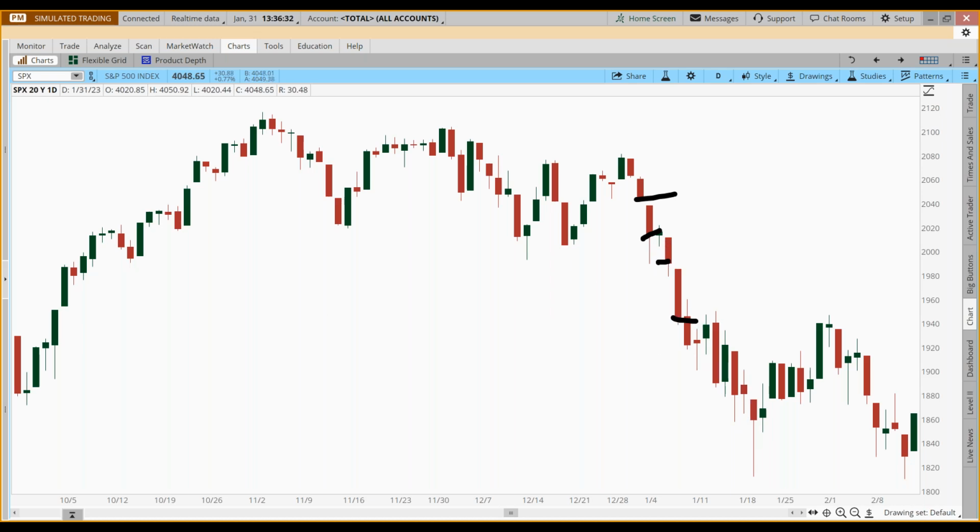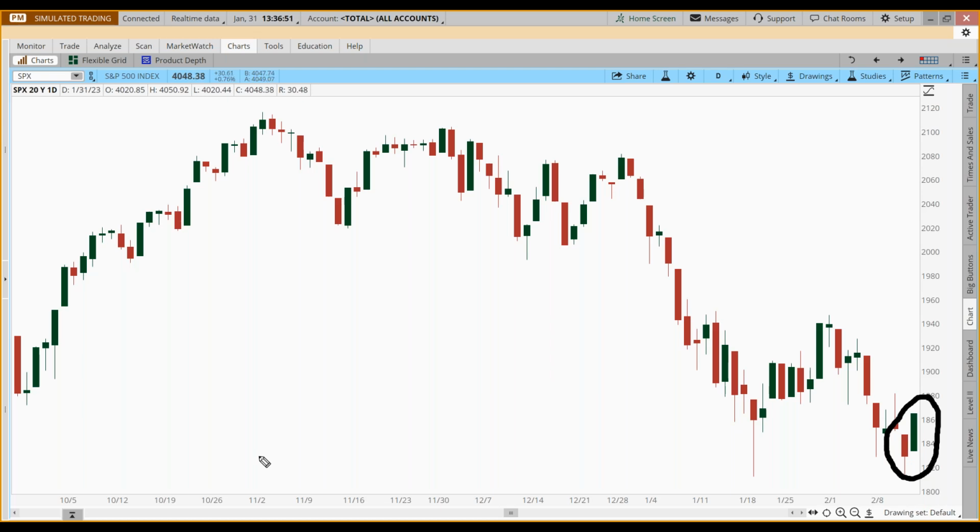But here's what I want you guys to see. Notice what happened when it attempted to rally, came back down again. And then notice, you guys see this right here? Let me see if I can circle this. Can you guys see what happens here? Right there. Boom. What is that? That is a right side candle.